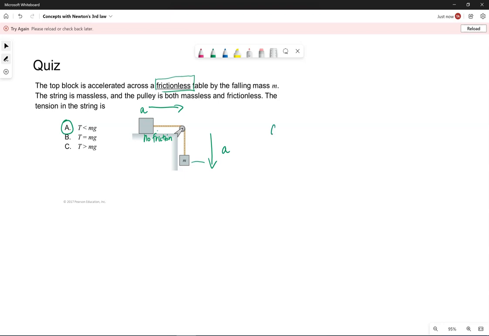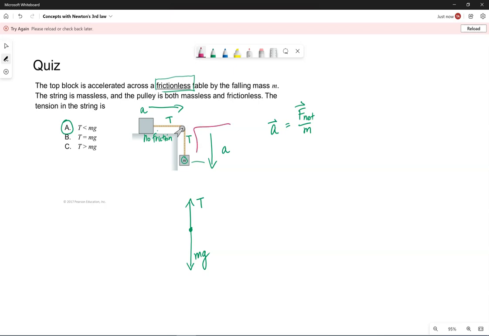Now remember, the acceleration of any object at all is determined by the net force it has, and then net force divided by mass. Since they're asking us to relate the tension in this rope to this mass, let's draw the free body diagram for that mass. We know the tension is pulling upwards. We know the force of gravity is pulling downwards.